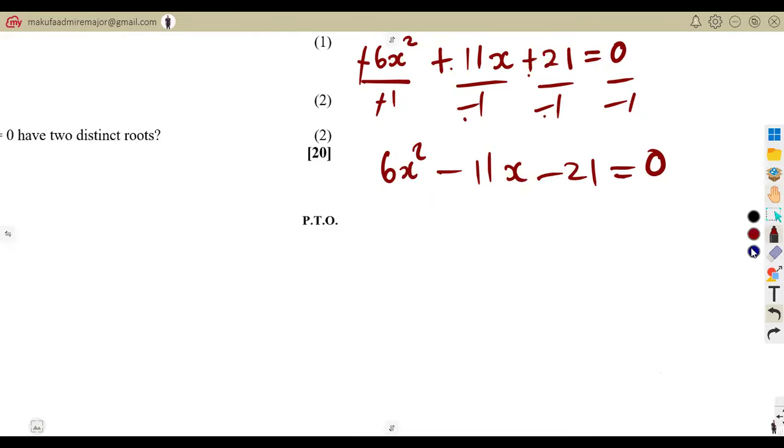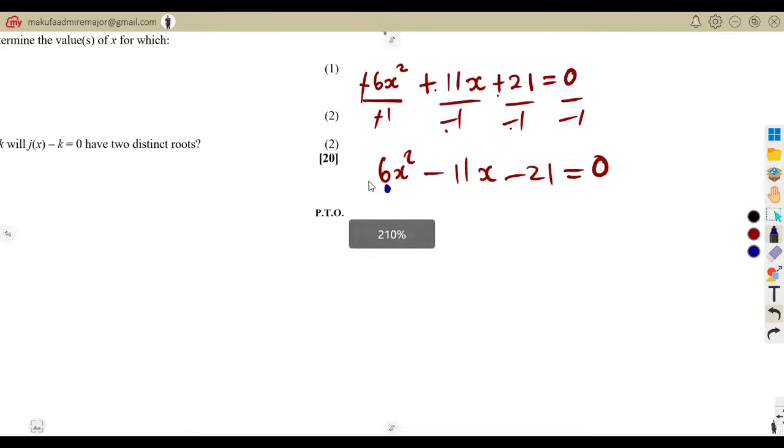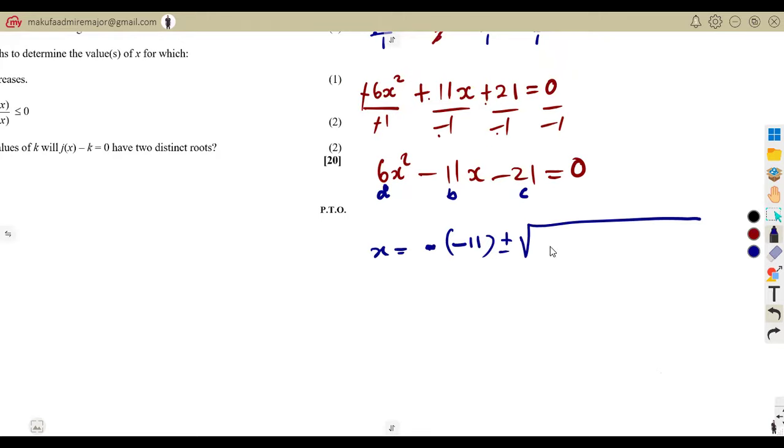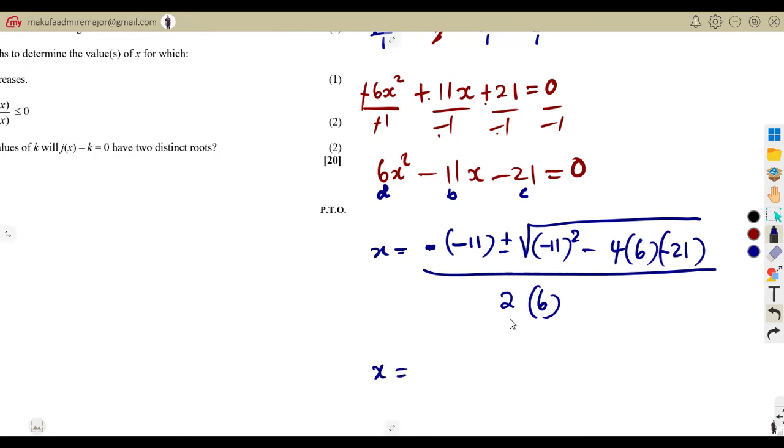Then you can solve this. Most of it is a certain number, a 2, a 3, a 6, so it becomes a challenge to use the factorization method. If you have that challenge, just use the quadratic formula, because what you need are the x values. So using the quadratic formula, this is your a, this is your b, this is your c. Remember, x is equal to minus b plus or minus the square root of b squared, which is minus 11 squared, minus 4 times a, which is 6, times c, which is minus 21, everything over 2a. Our x was going to be minus 7 over 6.